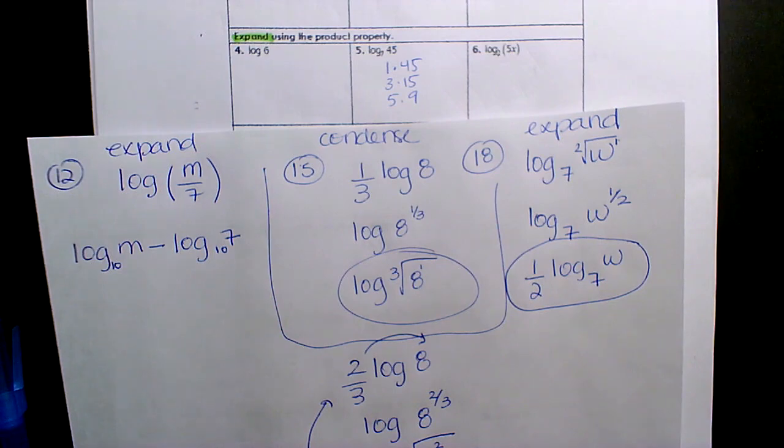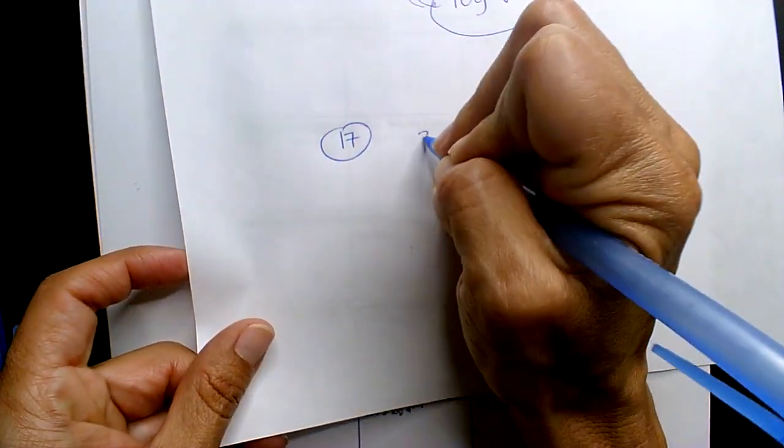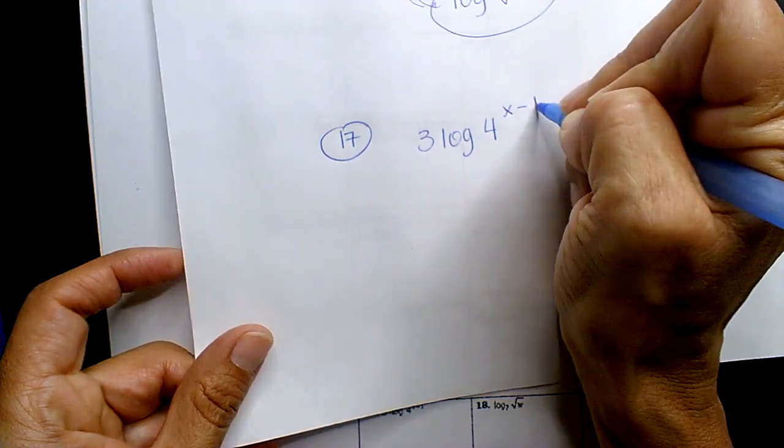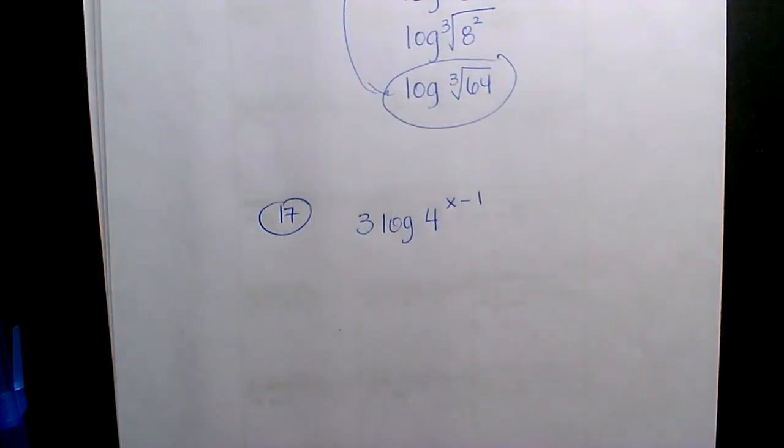Yeah. Let me do the 17. I didn't notice it had log base 10 of 4 to the 3x minus 1. Okay, what should I do? We're talking about the power rule, right? Or what is it asking us to do? Expand.